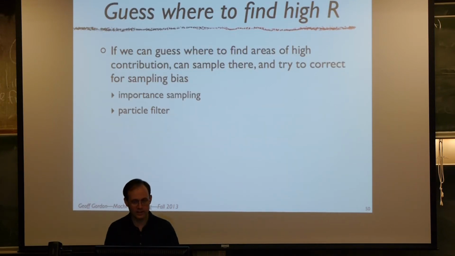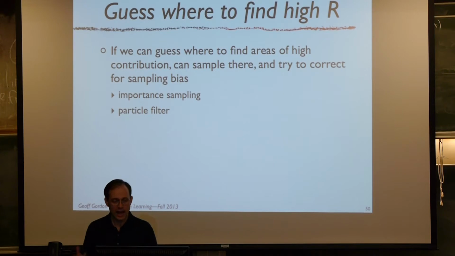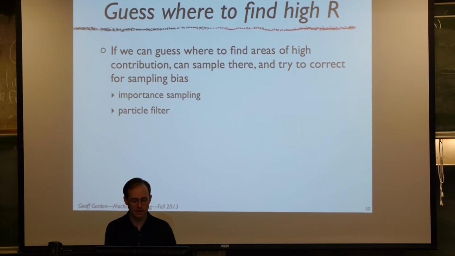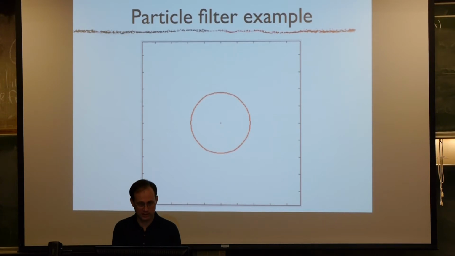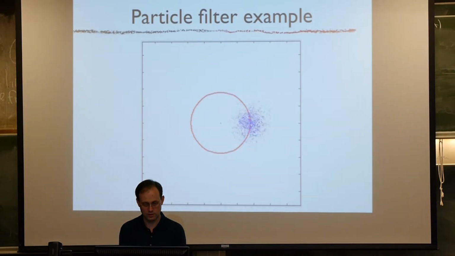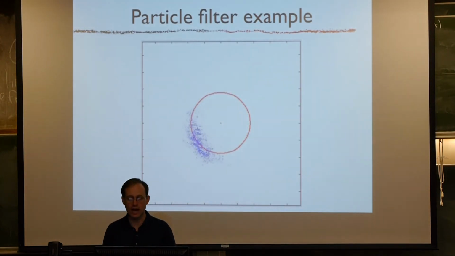So what do we do? I guess there's two answers. One is if we have a good guess ahead of time where we might find areas of high contribution, well, if we know a distribution ahead of time that's likely to sample from areas of high contribution, we can use that distribution to sample, and then because we know the distribution, we can try and correct for the effect of the bias. I'm not going to show you how to do that, but examples of algorithms that do that are importance sampling and particle filtering. So they're fairly well-known algorithms. This example that I gave you before of the posterior from the sensing, that was actually gotten using a particle filter.